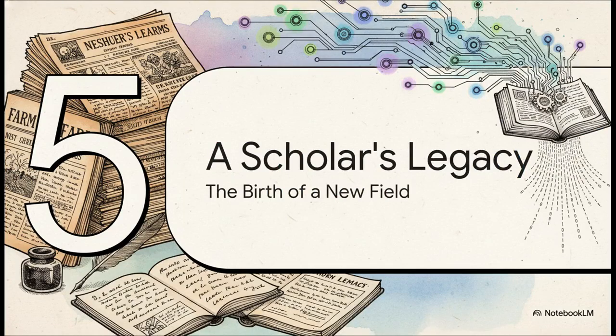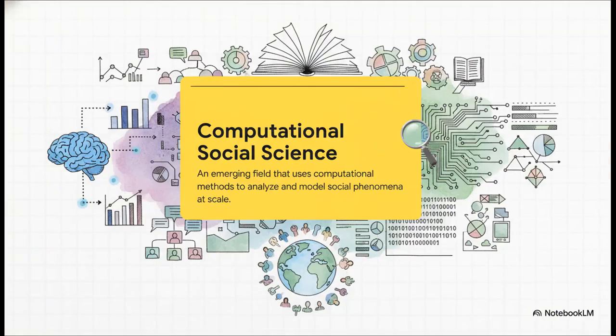This whole shift, driven by a scholar who started his career with old farm newspapers, did more than just solve a government problem. It actually helped give birth to an entirely new field of study. And that field today is known as computational social science. It's the ultimate combination of those two worlds we saw earlier, using the power of computers to ask and answer really fundamental questions about human society, about politics, about behavior, all at a scale that was just impossible before.